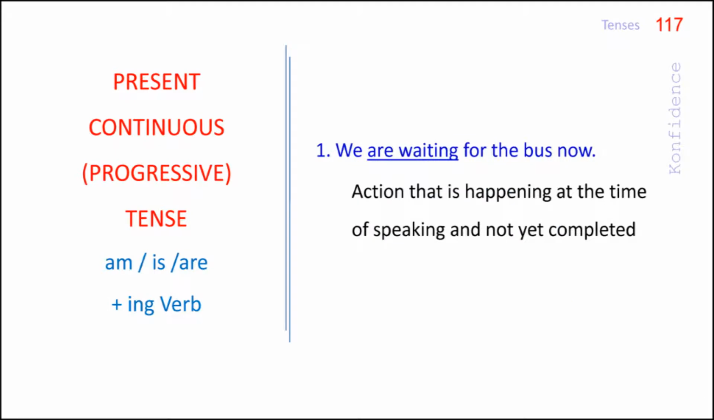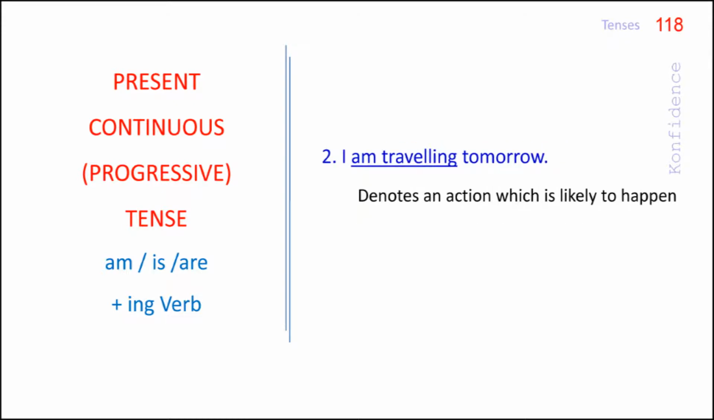The first sentence, "We are waiting for the bus now," expresses an action that is happening at the time of speaking and not yet completed. Now the second sentence. Here the present continuous tense is used to denote an action which is likely to happen. In other words, it can be used to express an already fixed immediate future action.